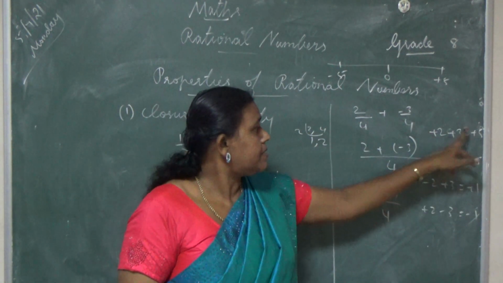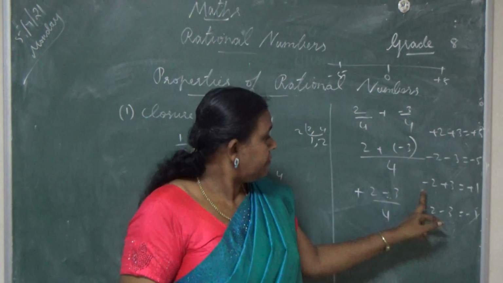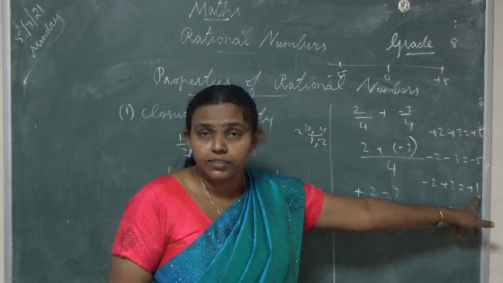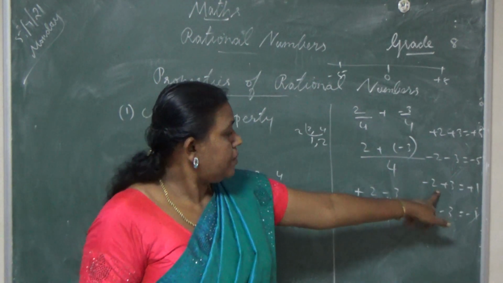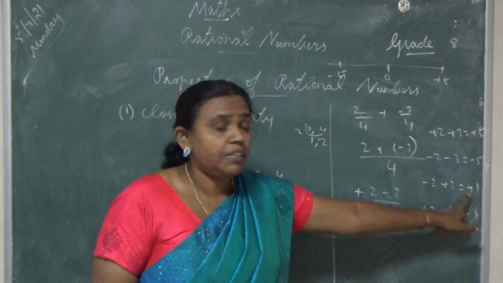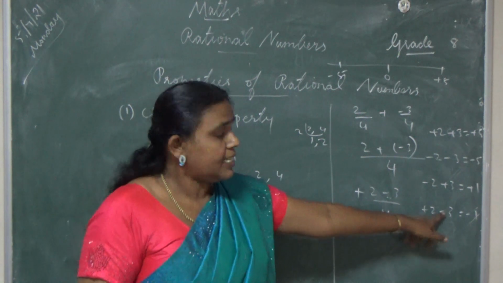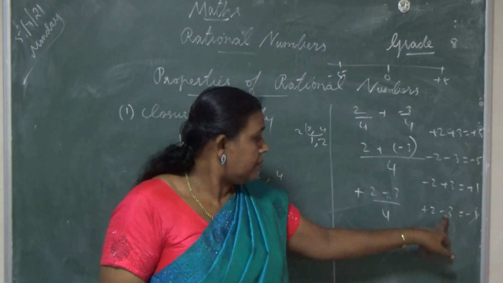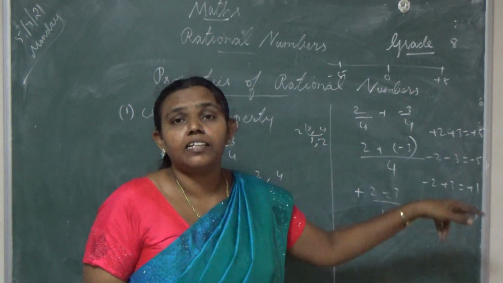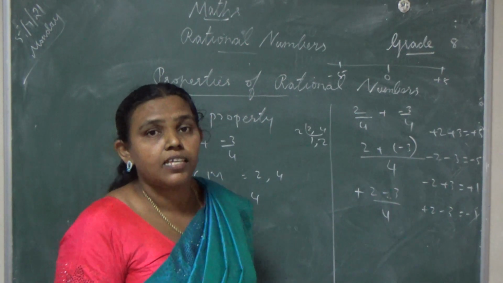Same sign, same sign: add and put the same sign. Here different sign: minus 2 plus 3 is plus 1. See, minus 2 plus 3, different sign. Subtract and put the greater number's sign. The greater number is plus, so I put plus. Here, plus 2 minus 3: subtract and put the greater number's sign. Here, what is the greater number? Minus 3. Okay, remember this.